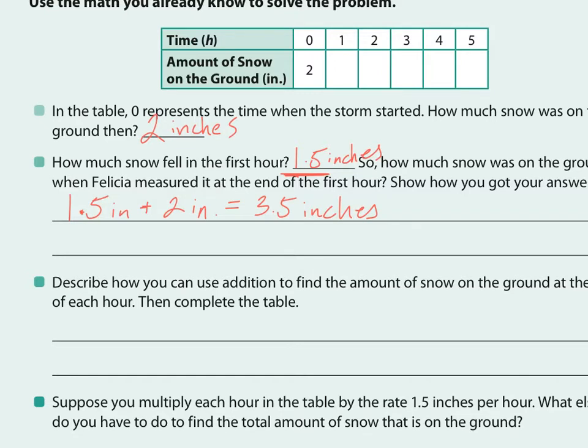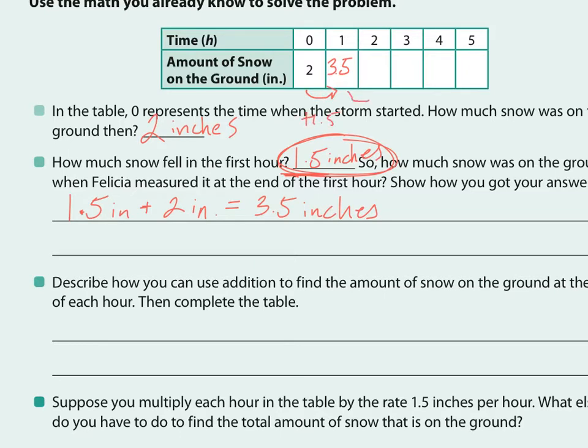How can we use addition to find the amount of snow on the ground at the end of each hour? Complete the table. Well, I think we can use this right here, and if you're thinking ahead a little bit, this is our rate of change. This is what's changing the amount of snow on the ground. So 3.5 should go right here. Oops, I just covered up my decimal point. There we go. So 3.5 goes here. And again, that's the 2, and we added that 1.5 inches.